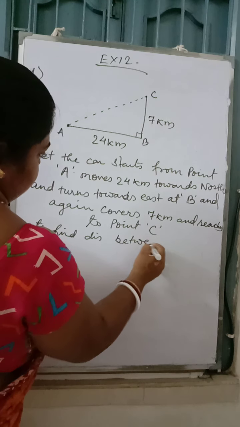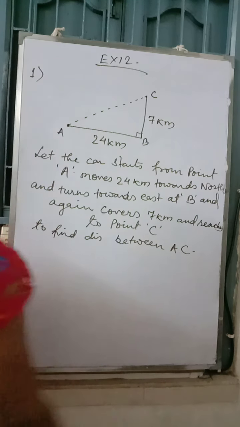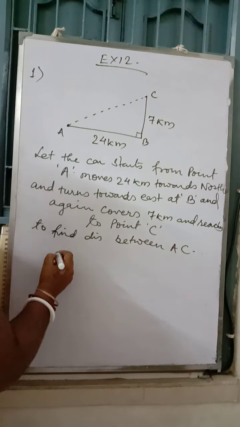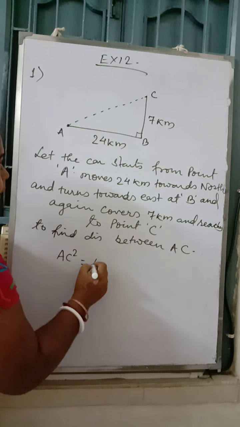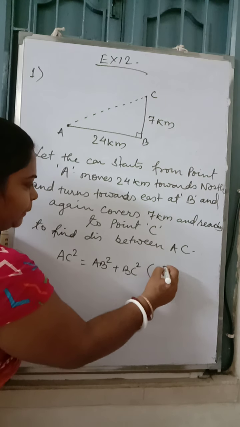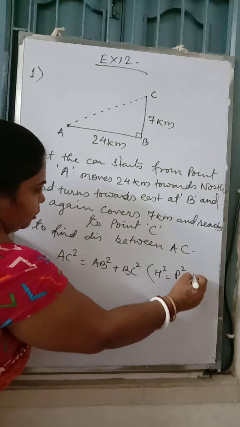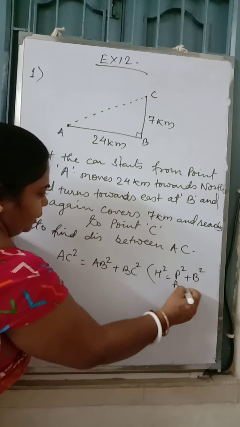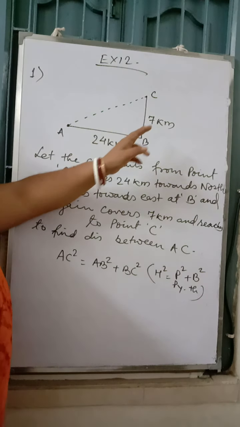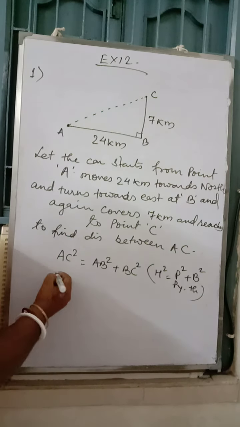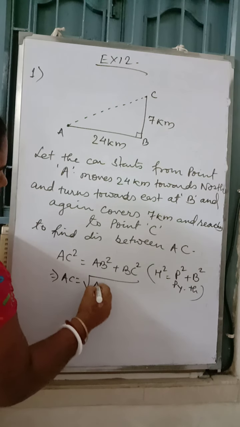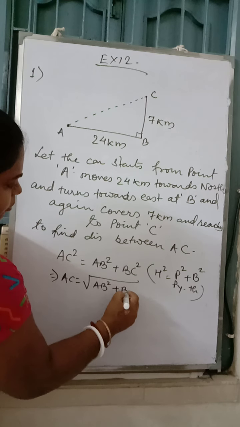between AC. How to find it? We have learned the Pythagoras theorem that AC square is equal to AB square plus BC square, or you have learned hypotenuse square is equal to perpendicular square plus base square. Pythagoras theorem you have learned. So what is AC? AC is a hypotenuse here, AB is a base and BC is a perpendicular.